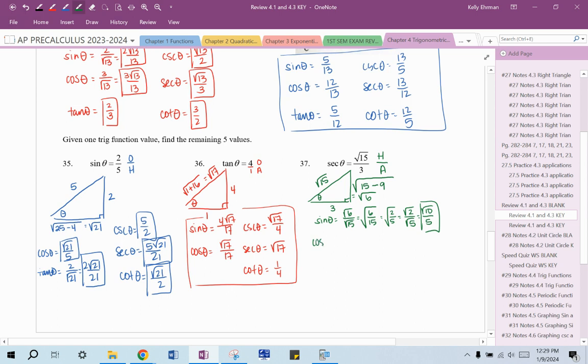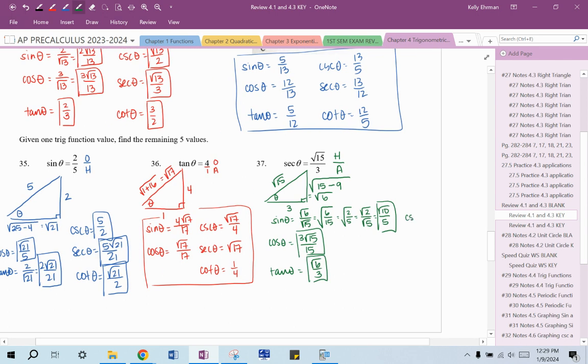All right, and then the cosine of theta is 3 over radical 15, which is 3 radical 15 over 15. And the tangent of theta is radical 6 over 3. And then for the reciprocals, cosecant theta, I'm kind of out of room here, but I want to take the reciprocal of my final answer here. It's going to be 5 over radical 10, which is 5 radical 10 over 10, which then you have to simplify, radical 10 over 2.